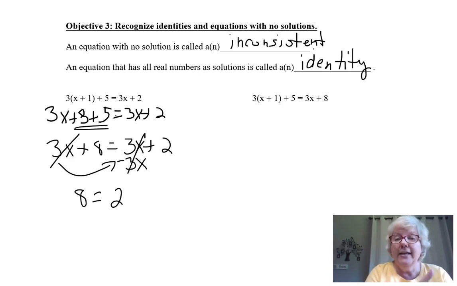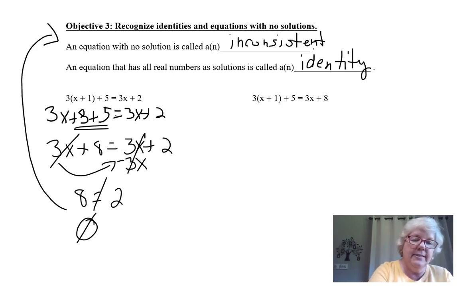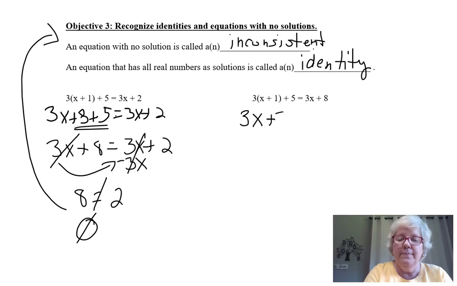Now, whenever the x terms cancel out altogether, one of these two things will happen. So let's look and see what is here. Is 8 equal to 2? No, it is not equal to 2. So this would be inconsistent. You will see a symbol written like this that means no solution. This one is inconsistent.